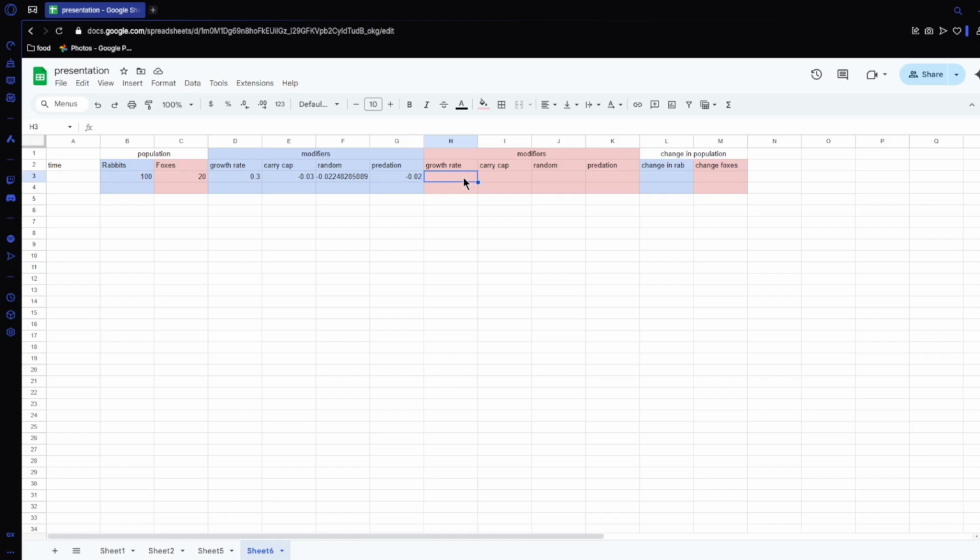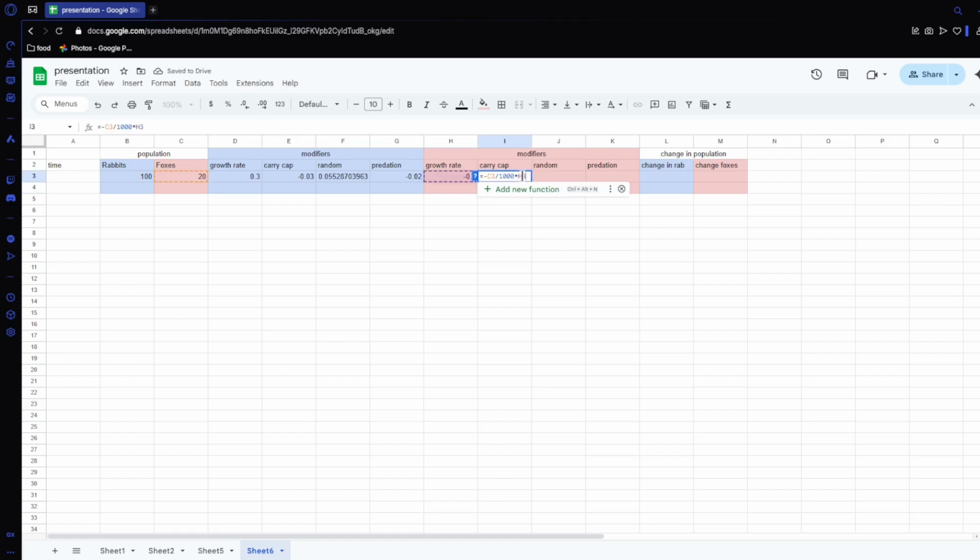Now, the growth rate of foxes, naturally, without rabbits, foxes would actually decay. So just to keep our numbers similar, let's pick just the opposite. Rabbits grow by 0.3 and foxes die by 0.3. Let's pick the exact same carrying capacity, keep as much the same as possible. So equal sign negative percentage of our current foxes divided by our cap foxes times the growth rate.